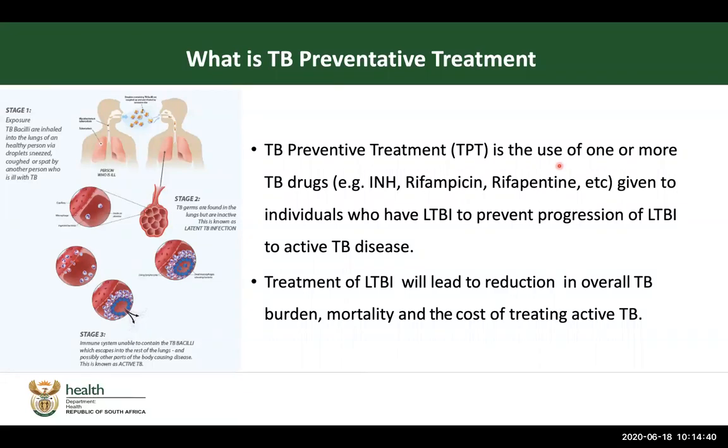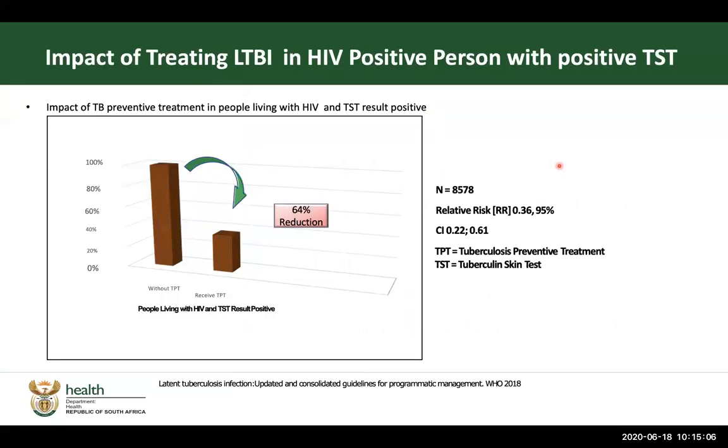preventative treatments. TPT is given to individuals who have latent TB infection to prevent the progression of latent TB infection to active TB disease. The treatment of latent TB infection would lead to the reduction in the overall burden, mortality and also the cost of treating active TB.